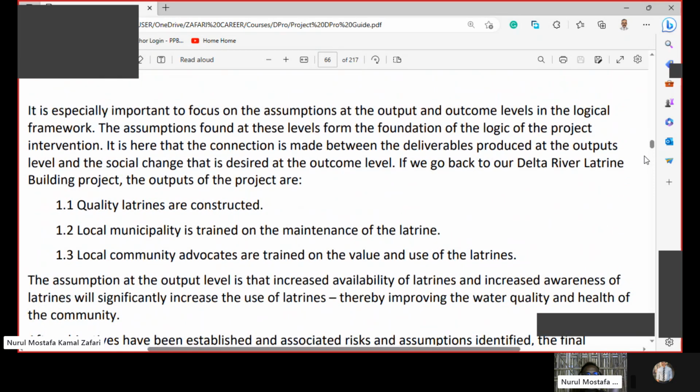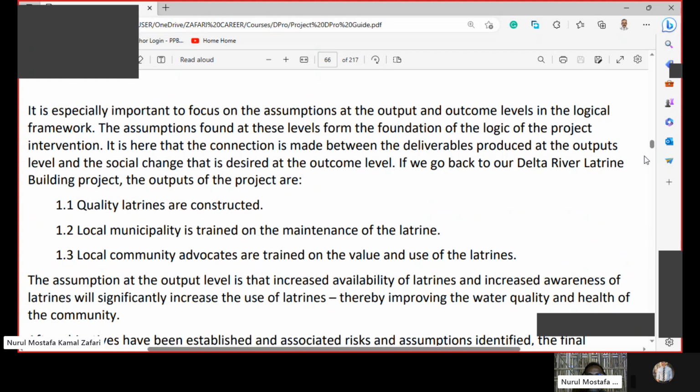It is especially important to focus on the assumptions at the output and outcome levels in the logical framework. The assumptions found at these levels form the foundation of the logic of the project intervention. It is here that the connection is made between the deliverables produced at the output level and the social change that is desired at the outcome level.